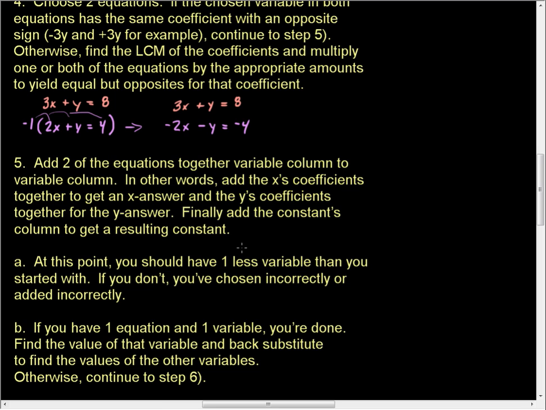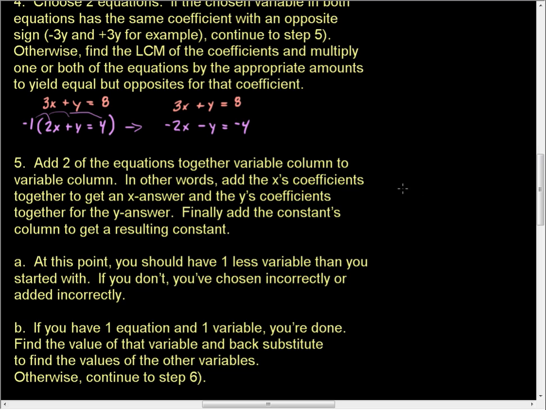So go back to step 4. You can choose any variable you want, but you have to be careful about how you multiply. If you have one equation and one variable, when you're done with step 5, you're done. That's it. You don't need to go back and do anything else. If you're working with three or more equations and three or more variables, you're going to need to do it again. And I can work on that in a subsequent video. However, I'm going to go ahead and go back to my equations here.